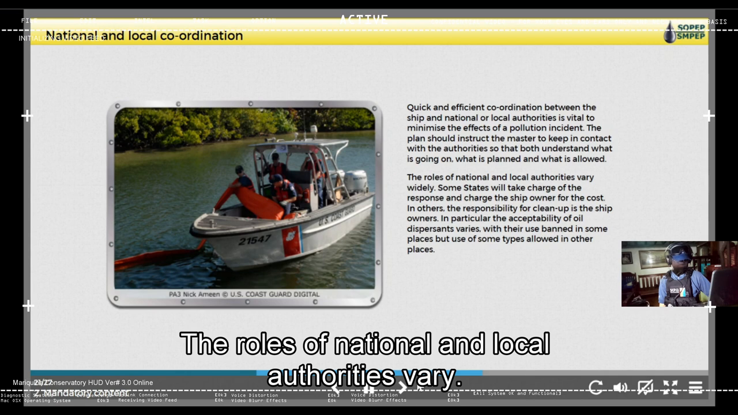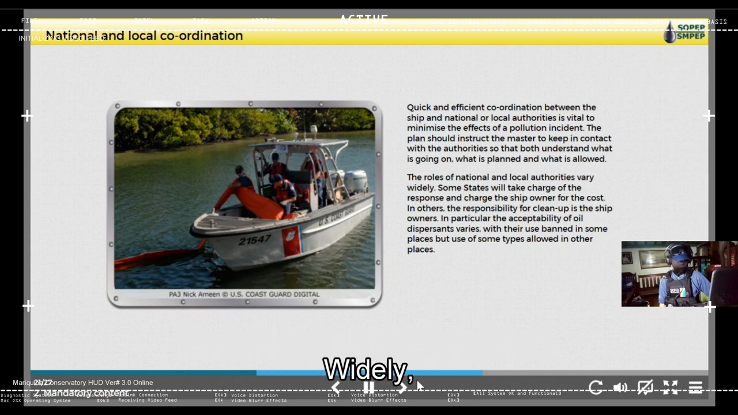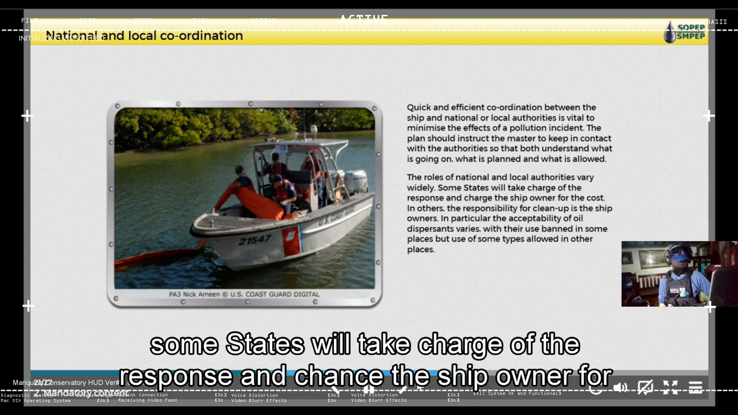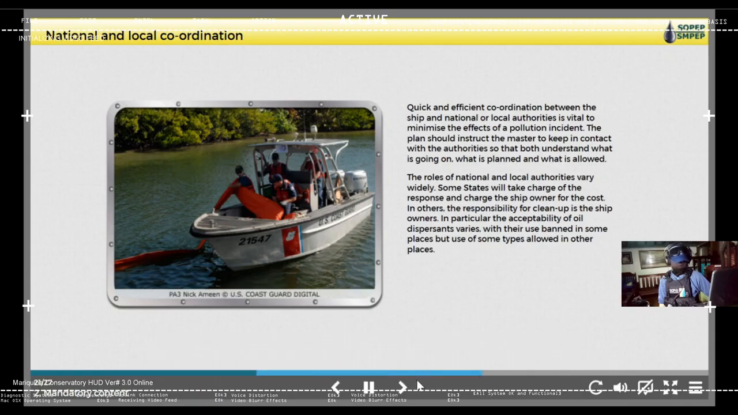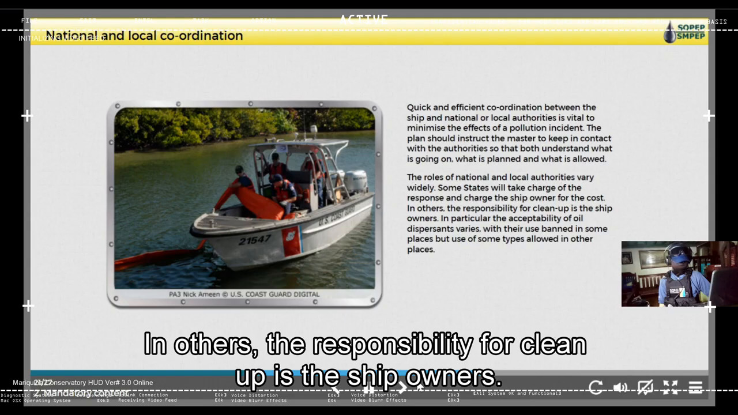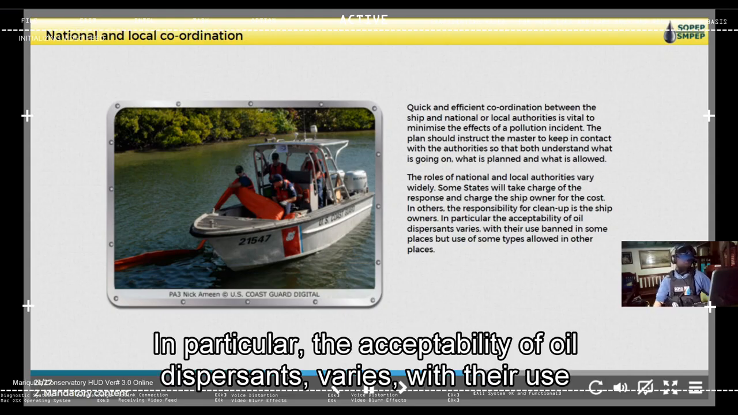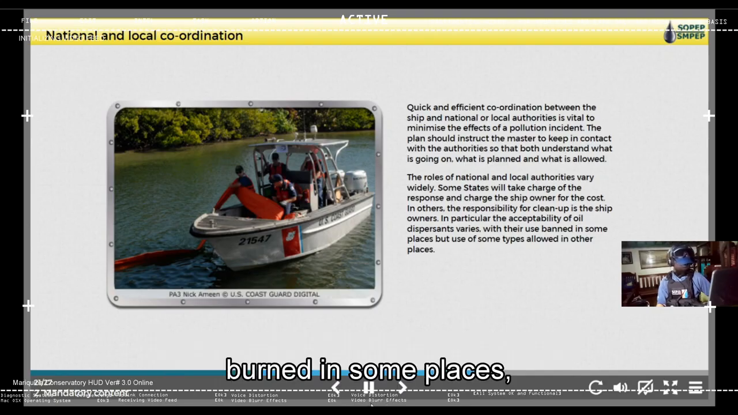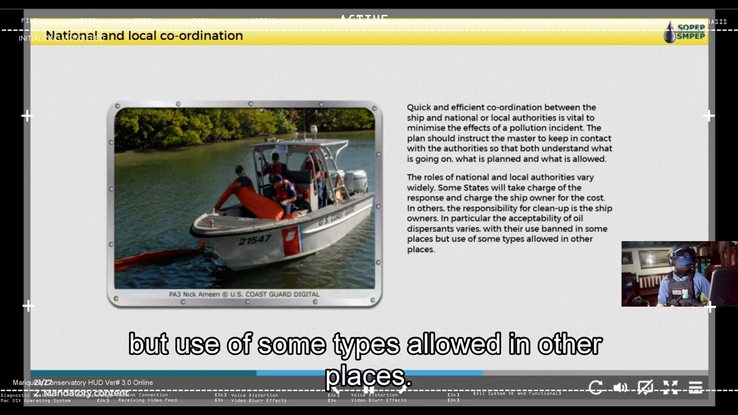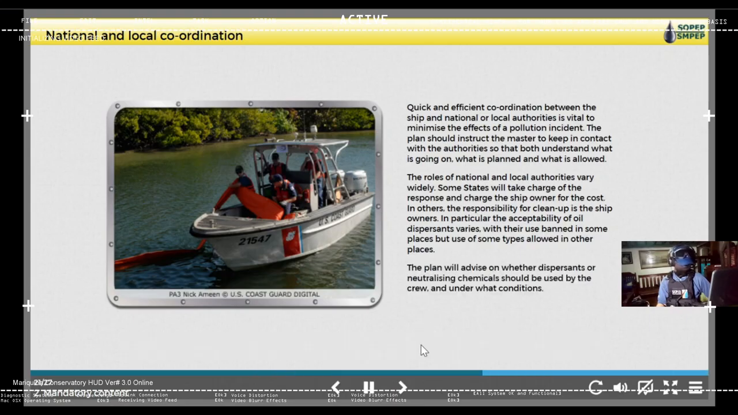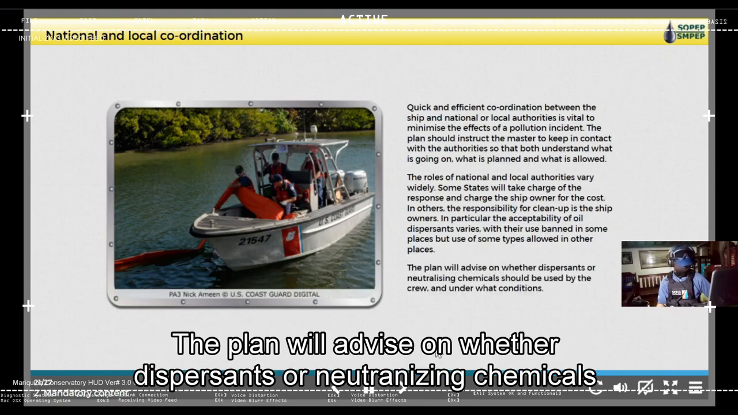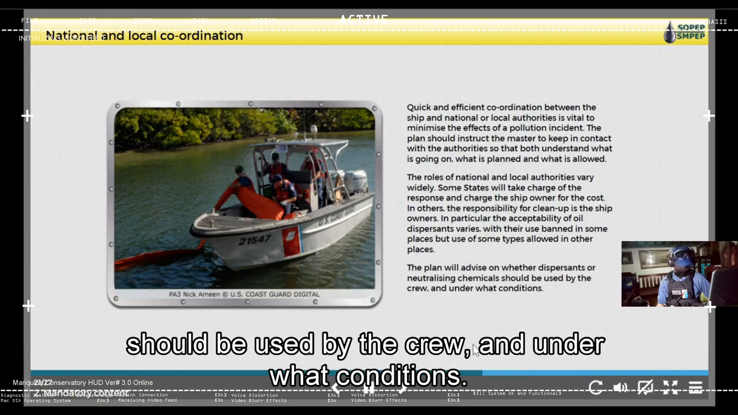The roles of national and local authorities vary widely. Some states will take charge of the response and charge the ship owner for the cost. In others, the responsibility for cleanup is the ship owner's. In particular, the acceptability of oil dispersants varies, with their use banned in some places, but use of some types allowed in other places. The plan will advise on whether dispersants or neutralizing chemicals should be used by the crew, and under what conditions.